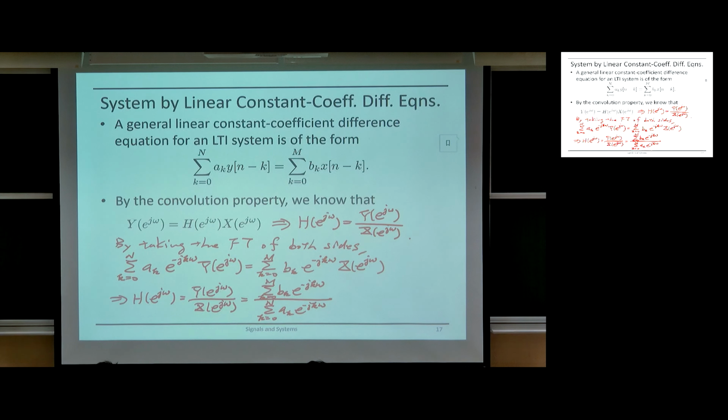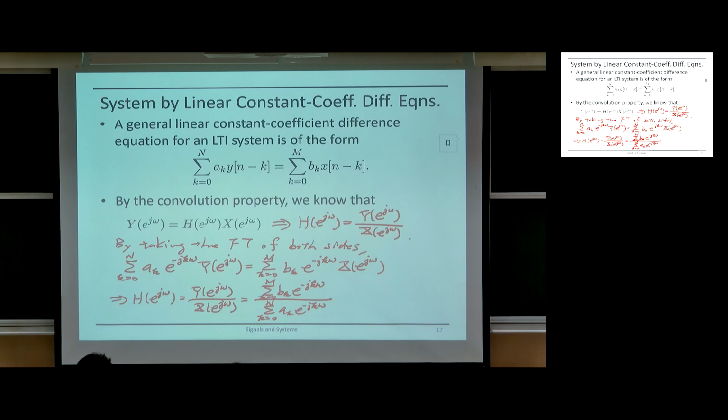the system. You can obtain the frequency response by first taking the Fourier transform on both sides, and this will give you a formula like this, right? So for every y of n minus k, you have a Fourier transform that is equal to Y times e to the minus j k omega, depending on how much this time shift is, okay? And then dividing X to the left-hand side and moving this summation to the right-hand side, you get this ratio, which is our frequency response, okay?